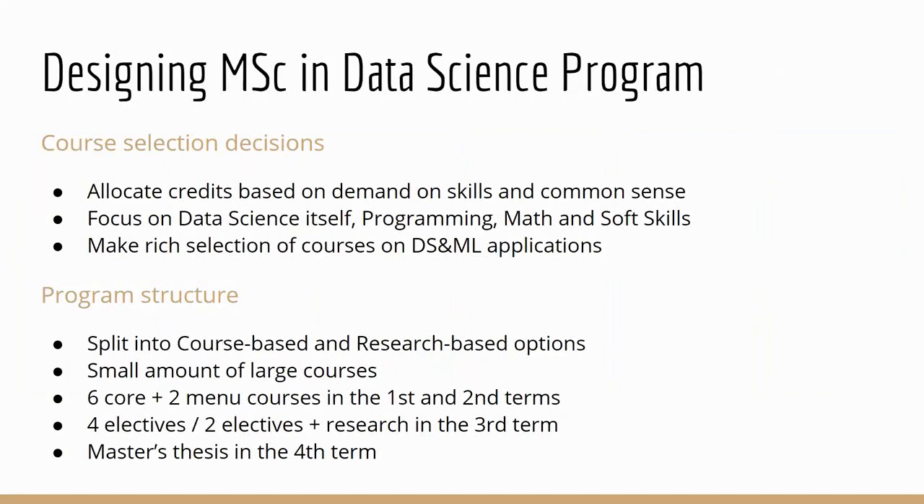Next, we've used our analysis to design a Master of Science in Data Science program. So we have made a few course selection decisions. Importantly, we allocate credits partially based on the demand for the skill groups which was presented before, and also on our common sense understanding of how a data science program should look, and on the programs in data science from top universities like Harvard, Carnegie Mellon, Twente, and so on.